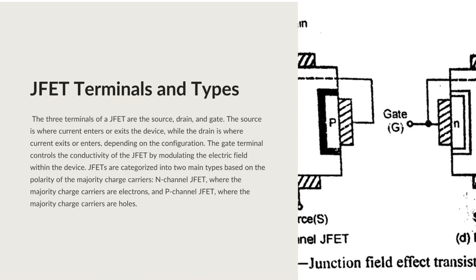JFET terminals and types. The three terminals of a JFET are the source, drain, and gate. The source is where current enters or exits the device, while the drain is where current exits or enters, depending on the configuration. The gate terminal controls the conductivity of the JFET by modulating the electric field within the device. JFETs are categorized into two main types based on the polarity of the majority charge carriers: N-channel JFET, where the majority charge carriers are electrons, and P-channel JFET, where the majority charge carriers are holes.